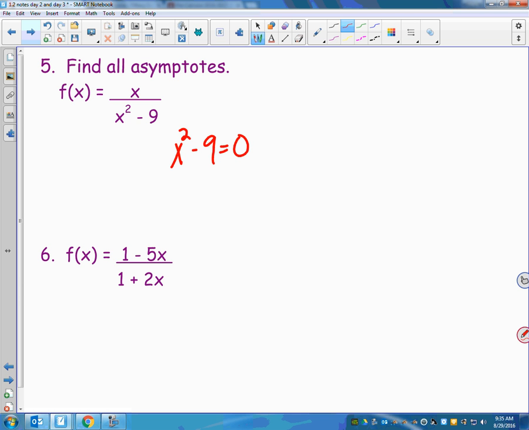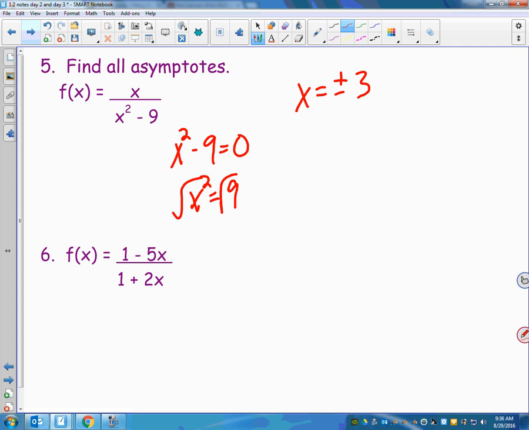And remember, an asymptote is a line that your graph never touches, which means your answer should be an equation, not just a number. Really nice on this, because when you solve it, you get an equation, right? Take the square root of both sides, and I would get x equals plus or minus 3. Which means there are actually two vertical asymptotes at negative 3 and at positive 3.